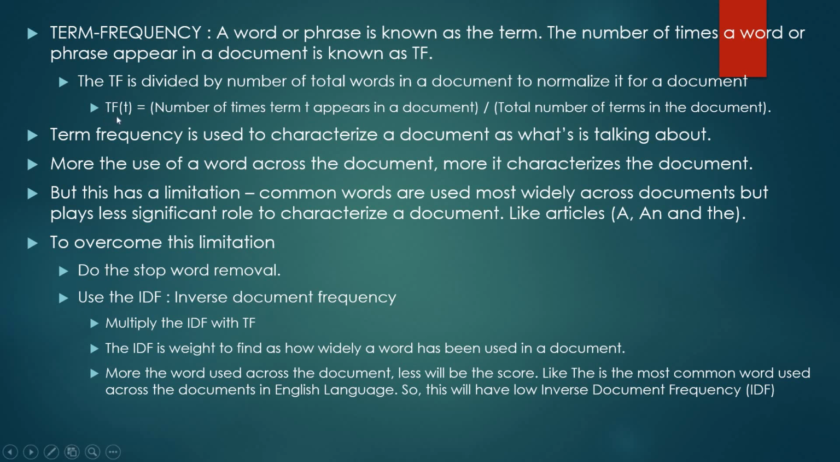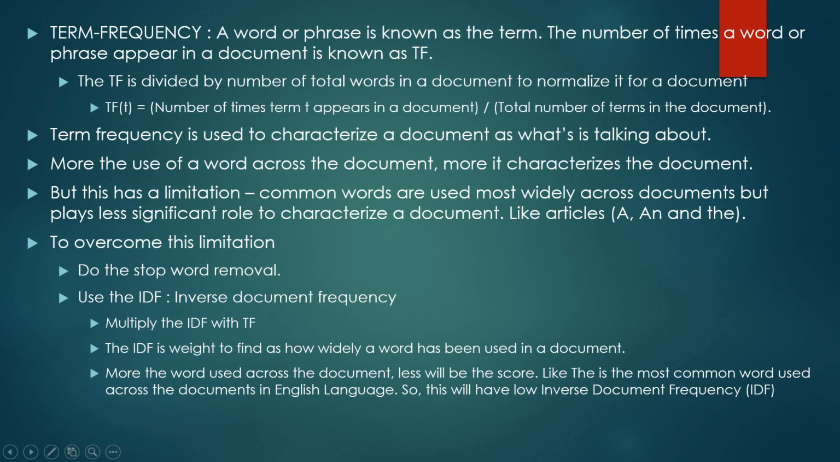So the formula for term frequency is the number of times term T appears in a document divided by the total number of terms in the document. I hope this term, term frequency, is clear to you now. Now the other thing is why term frequency is used, and what it signifies.